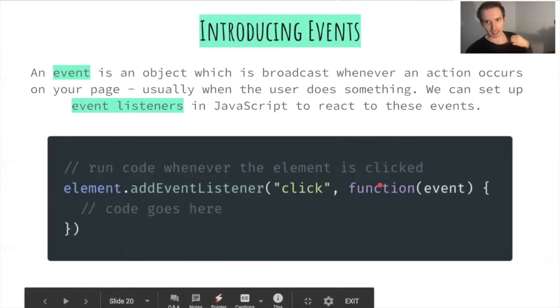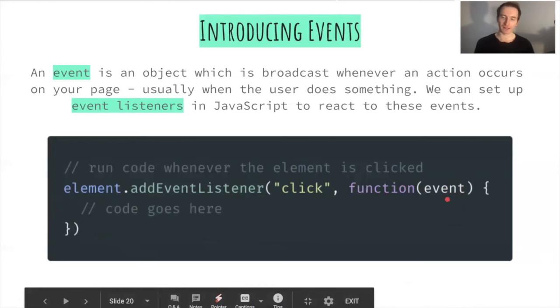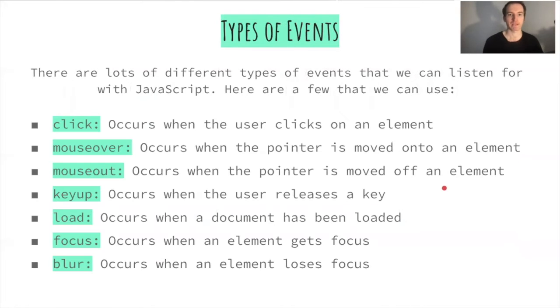And something to note here is that we have this argument called event to the function that we're supplying. And we can access this event inside of this handler function. So we can find out things about the event that triggered the action. And we can also get the element that triggered that event through this event object. And I'll show an example of how we might use that in a few slides' time.